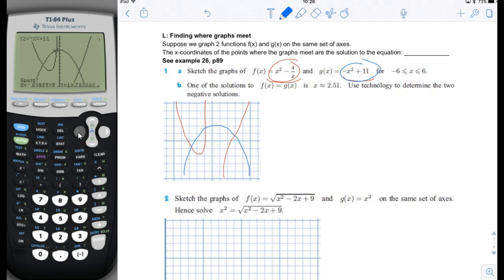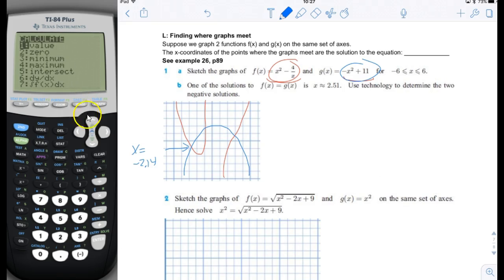Well, let's go to the leftmost one first. So we move the cursor close to the leftmost one. We hit enter, and it tells us the intersection is negative 2.14. So this first point here has an intersection of x equals negative 2.14. It didn't ask us for the y, so we won't write down the y.